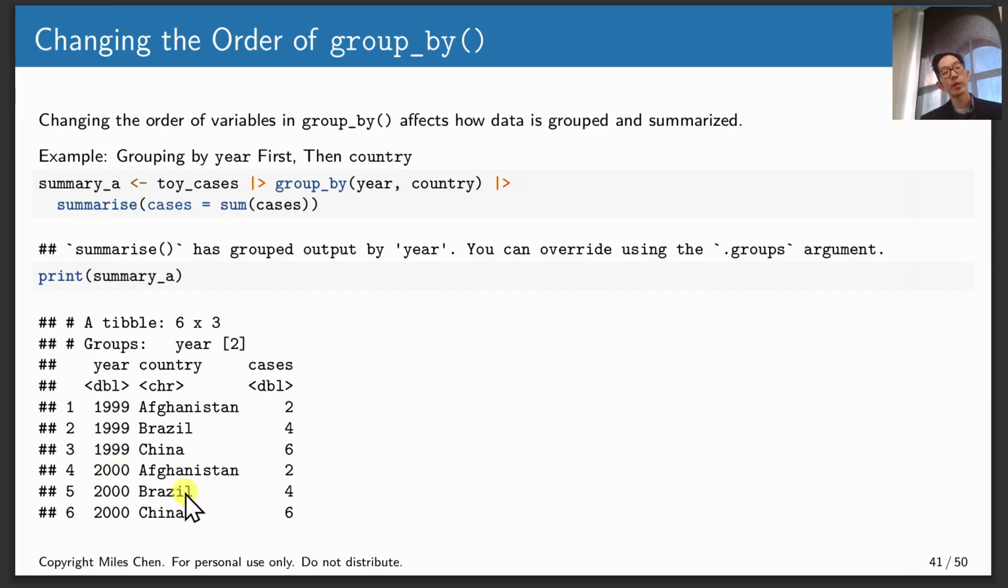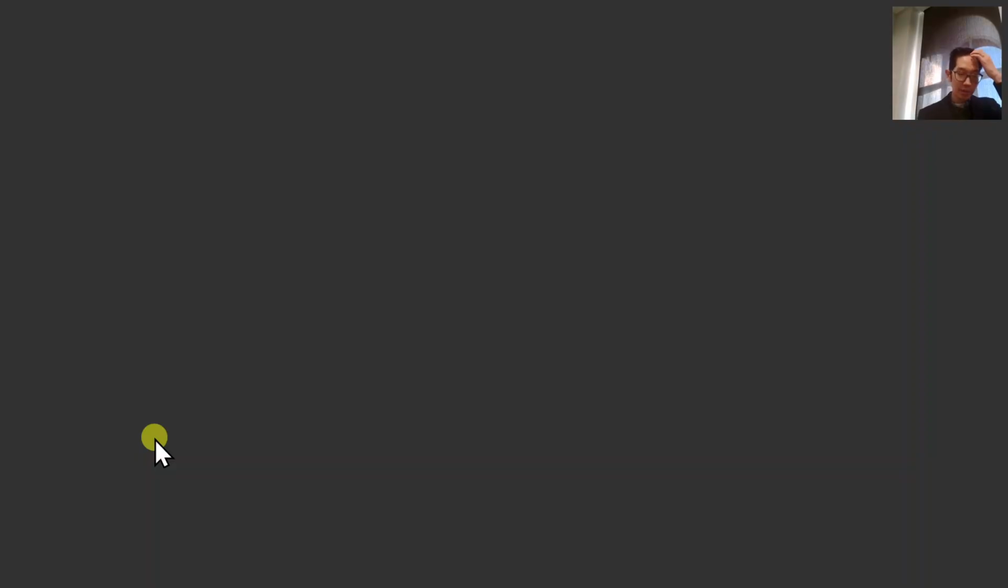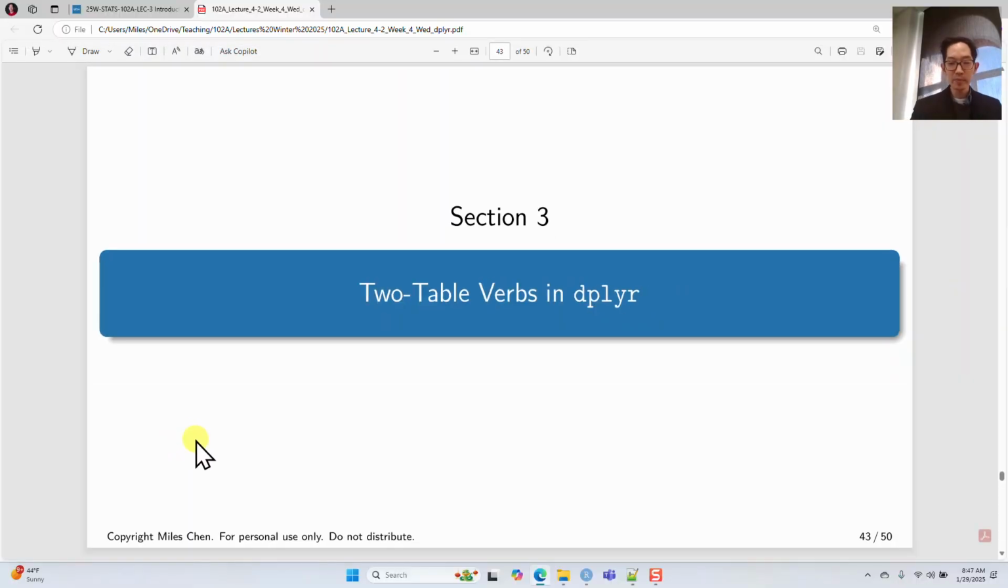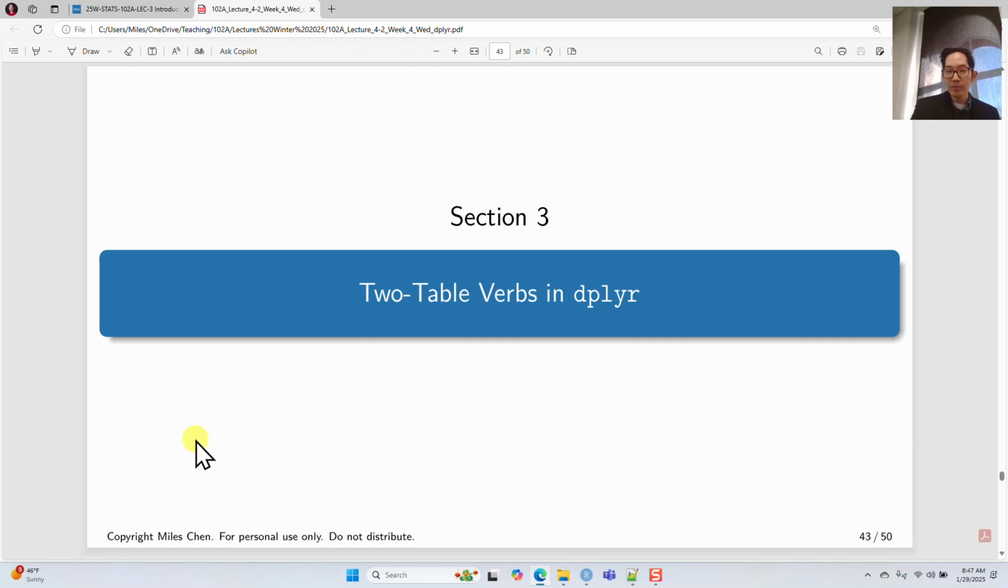So if I call summarize on here, I'm going to get all of the cases in 1999, all the cases in 2000, and then if I call summarize again, it collapses that level of grouping, and we get a total of 24. I don't know why that guy disappeared, but that's how grouping works. I'll let you explore these slides on your own time.